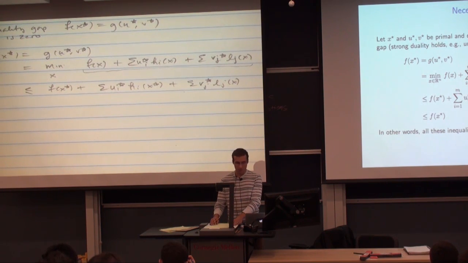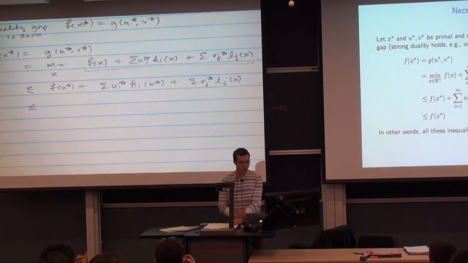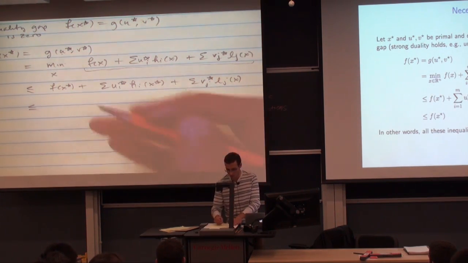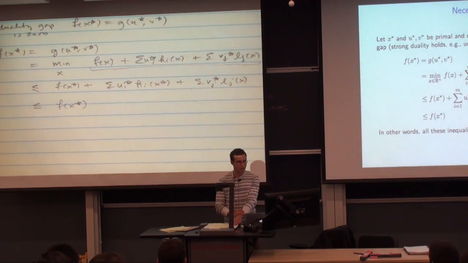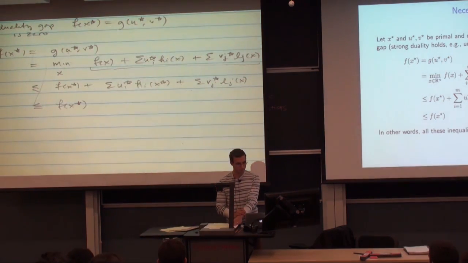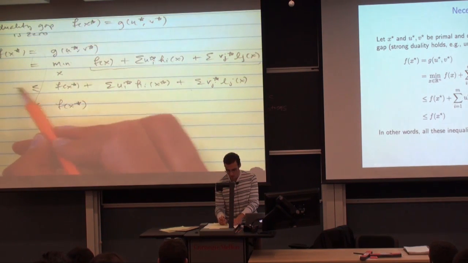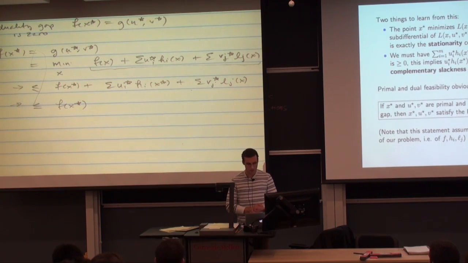Right, and because x star was primal feasible, and we know that the Lagrangian was smaller than or equal to our function everywhere, it's particularly smaller than or equal to f at x star. So what have we said? In other words, we said that all of these inequalities are equalities. Okay, so in particular, both of these are equalities, and those are going to imply some interesting things.